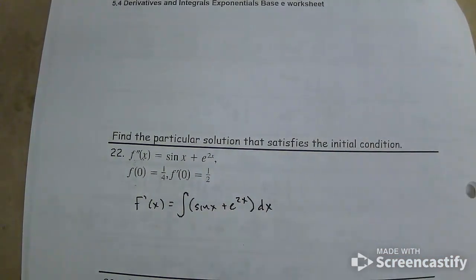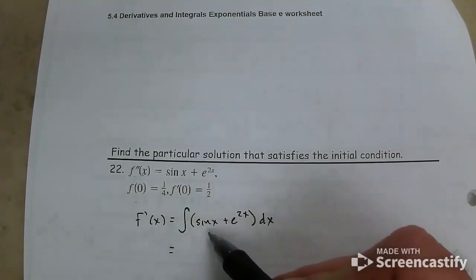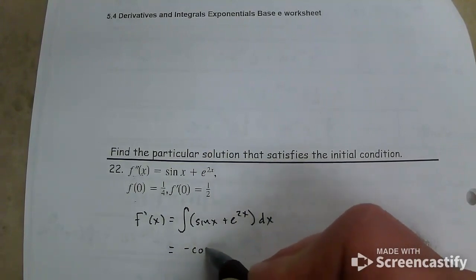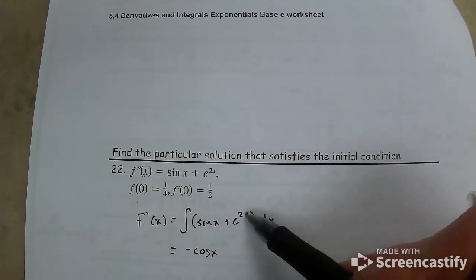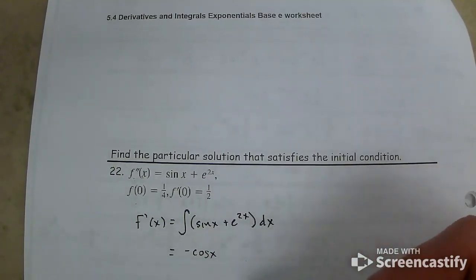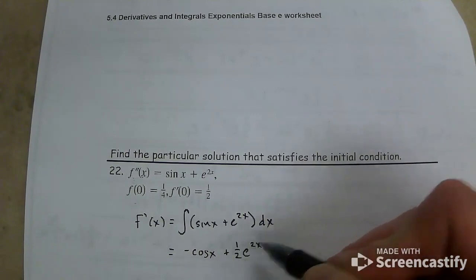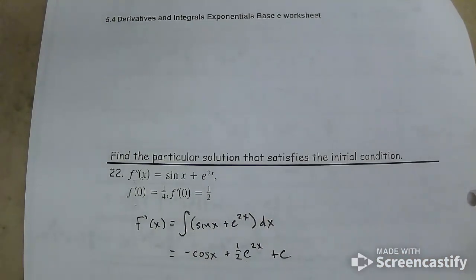So whatever that antiderivative is, that's going to end up becoming my derivative. The antiderivative of sine x is negative cosine x. If I let u equal 2x, then the derivative is going to be 2, but I have to compensate for it, so it'll be 1/2. So this is going to be plus 1/2 e to the 2x plus c.